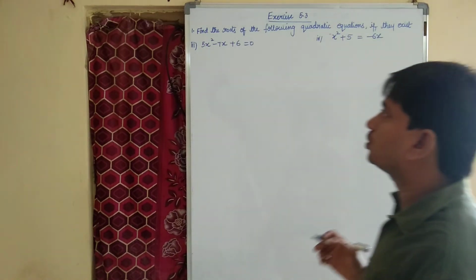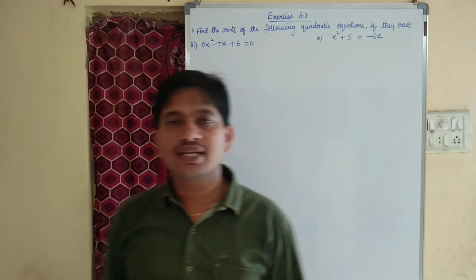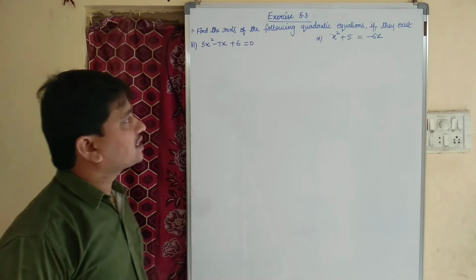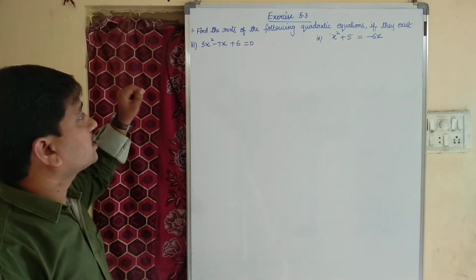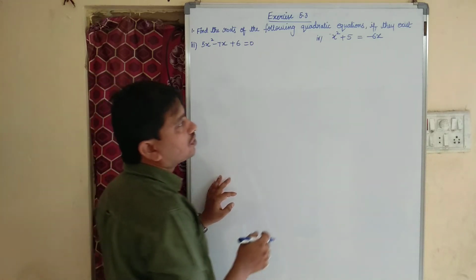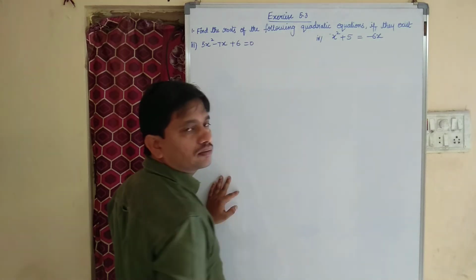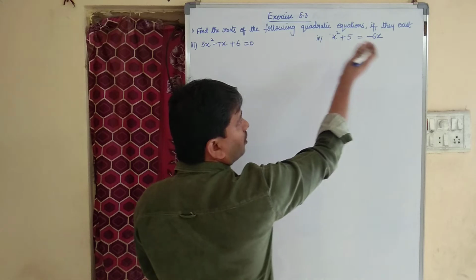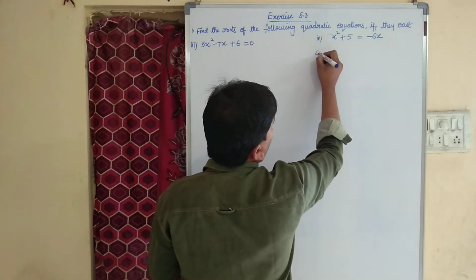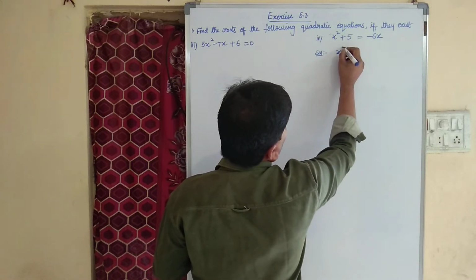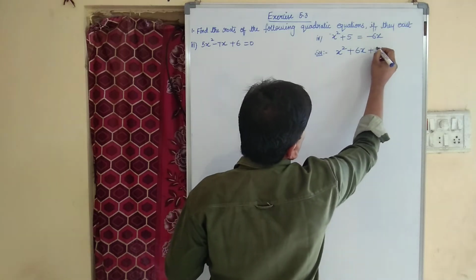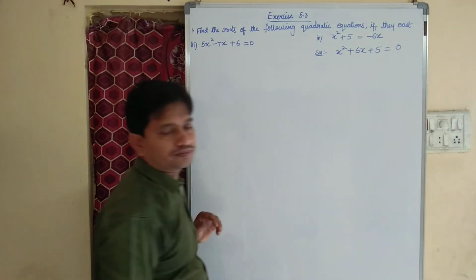Now coming to the third question, 5x² − 7x + 6 = 0. And the fourth question is x² + 5 = −6x. So if you observe the fourth question, is it in standard form? Are the degrees in descending order? No. What we need to do? We need to transpose: x² + 6x + 5 = 0.